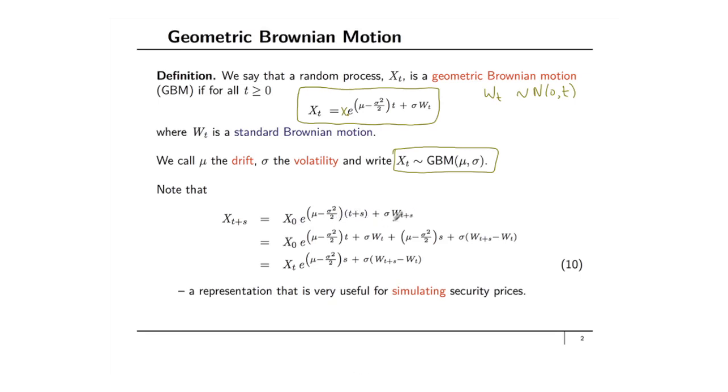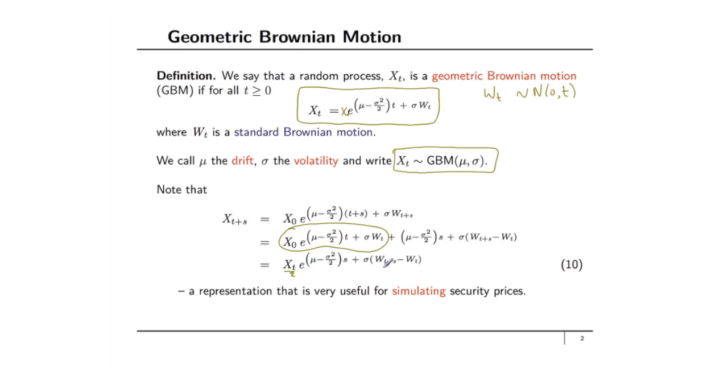Now we can rewrite this expression in the exponential. We can subtract a W_t and add a W_t here, and we can break this summation up into t times this plus s times this. If we do that, we get this term here on the right-hand side. What's interesting is that this quantity here is actually equal to X_t. So we can write X_{t+s} equals X_t times the exponential of (mu minus sigma squared over 2) times s plus sigma times (W_{t+s} minus W_t). And this representation is very useful.